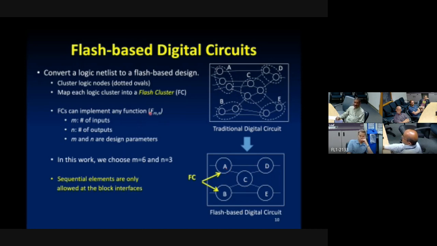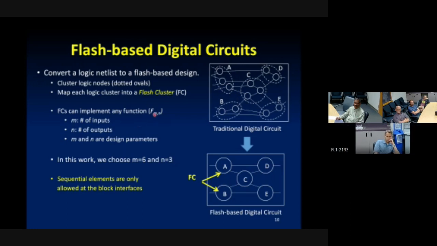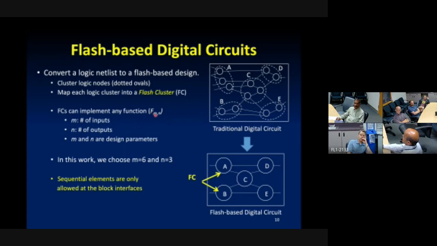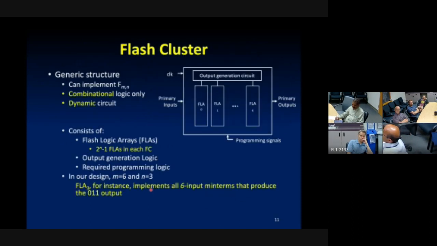Flash clusters are interesting because they can implement any function of up to a certain number of inputs and up to a certain number of outputs, which let's say we call M and N. So FMN means a Flash cluster that implements functions up to M inputs and N outputs. In our work, we used M and N of 6 and 3. So you have a 6-input function, and up to 3 of them you can implement in one cluster, in just one shot, right?